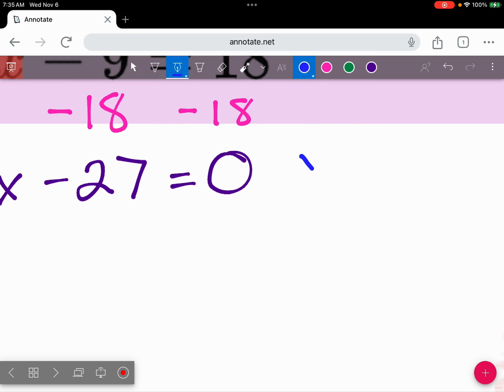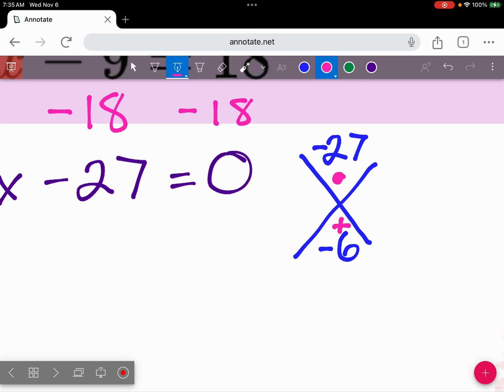So, let's find our pair of numbers that helps us. Our a times c. My a is 1. My c is negative 27. So, we're at negative 27. And we need it to add to b. So, we need a pair of numbers that multiplies to make negative 27 and adds to make negative 6. Negative 9 and positive 3.